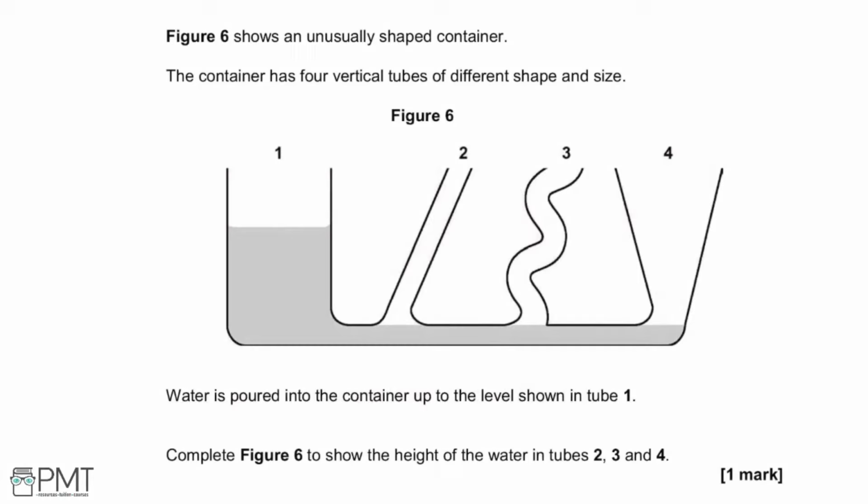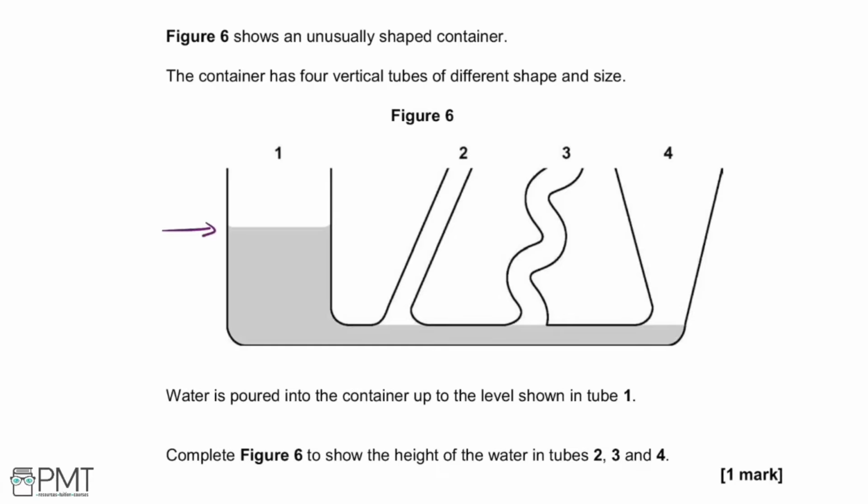Figure 6 shows an unusually shaped container. The container has 4 vertical tubes of different shape and size. Water is poured into the container up to the level shown in tube 1. Complete figure 6 to show the height of the water in tubes 2, 3 and 4. So the level shown in tube 1 is here.